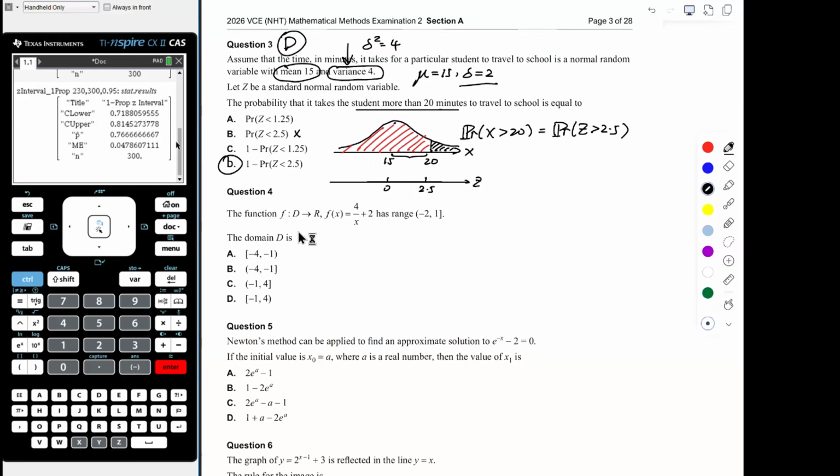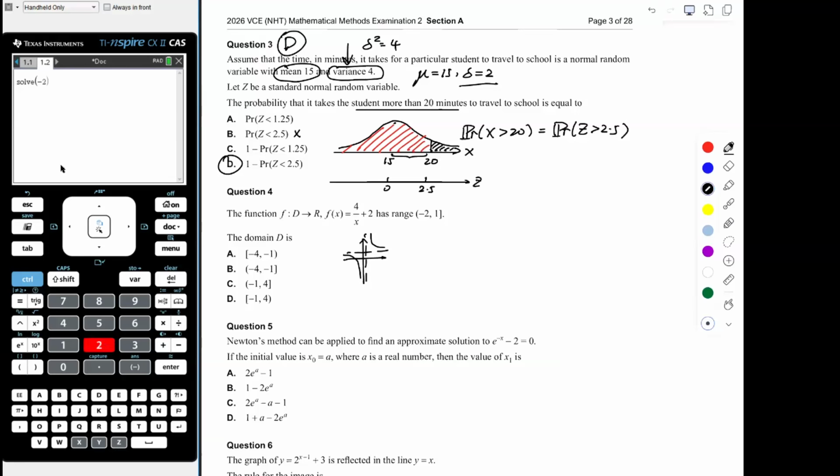Okay, for this function here, we have a range of -2 to 1. We want to find a domain. Because I think it's a strictly decreasing function, if I had a maximal domain, something like that. Basically, you have 2 branches like that, okay, for the rectangular hyperbola. Now, if you solve -2 less than 4 over x plus 2 less than or equal to 1 for x, you actually get -4 to -1, all right? -4 to -1, that is the domain of this function. So choose option A.